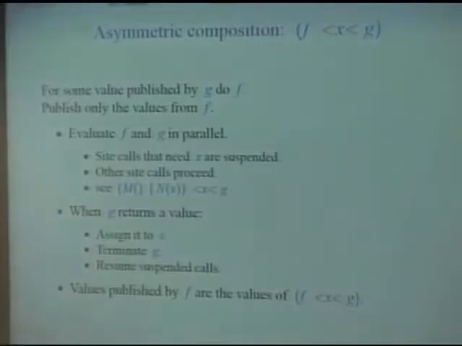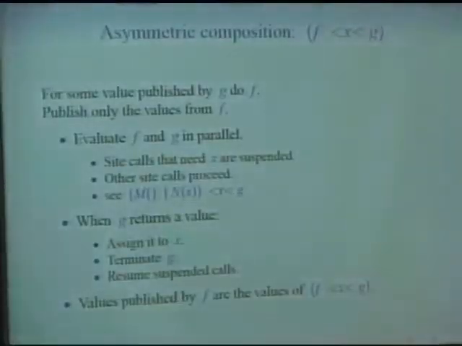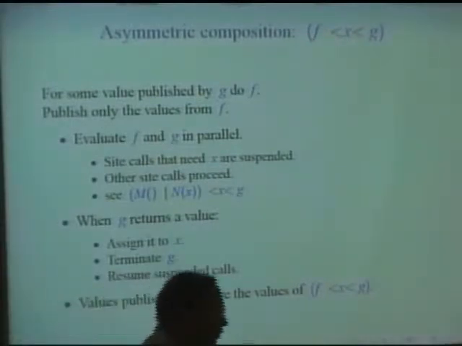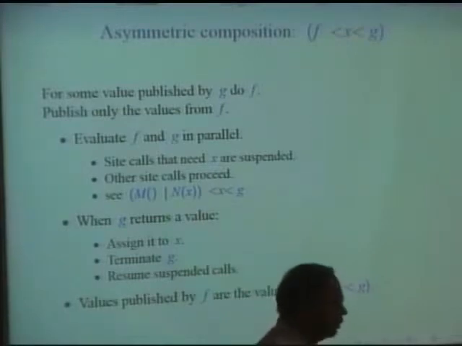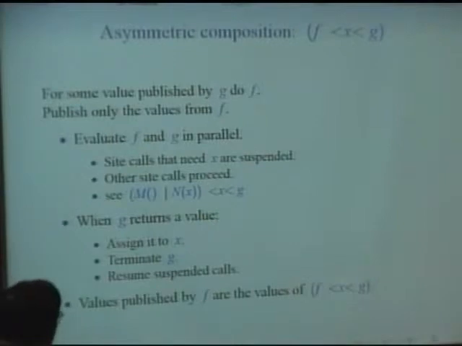The idea here is it's almost like the other case. For some value published by this side G, you push that value into F. And you want to do it for some value, just one value, not all values. And we're going to take the first value. The first value that G produces, we want to do F with that. But there are some subtle differences from what I just told you.